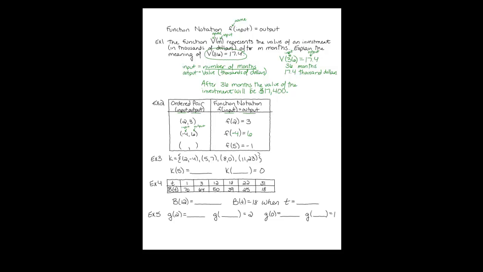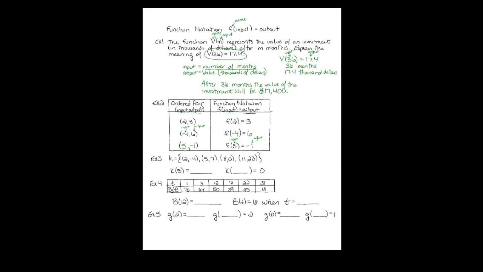In the third row, we're given the function notation. Here the 5 is inside the parentheses, so we know it is the input. Negative 1 is the output. So as an ordered pair, input goes first, output goes second. So we have the ordered pair 5, negative 1.